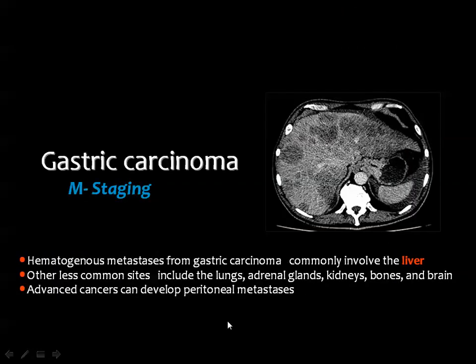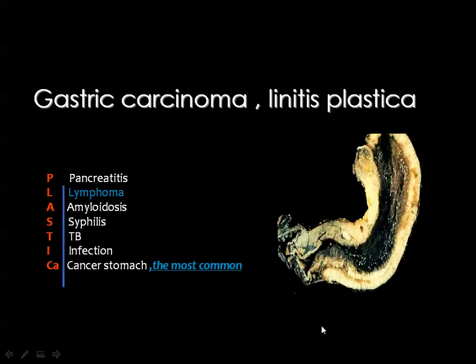And the liver is considered the commonest site for metastasis from gastric carcinoma. You see this lesion affecting the gastroesophageal junction with multiple focal lesions in the liver, but other sites include the lung, the adrenal glands, the kidneys, the bone, and the brain. Then also in advanced cases you can see peritoneal deposits.